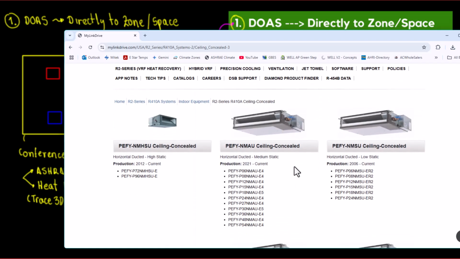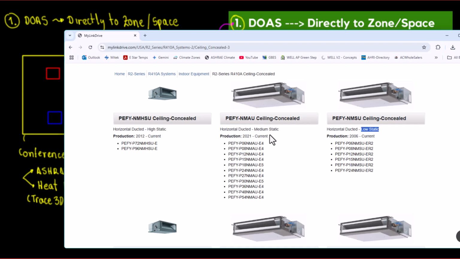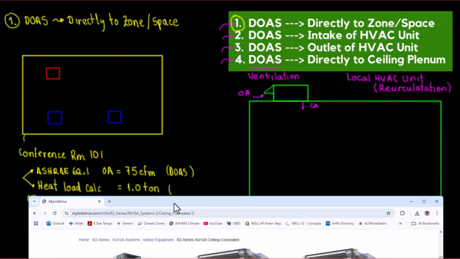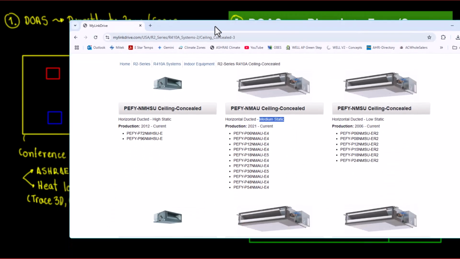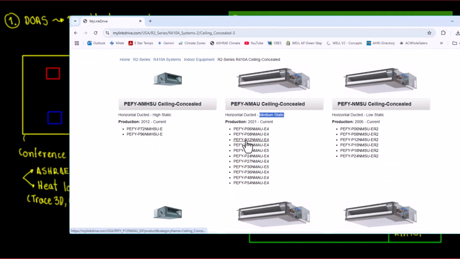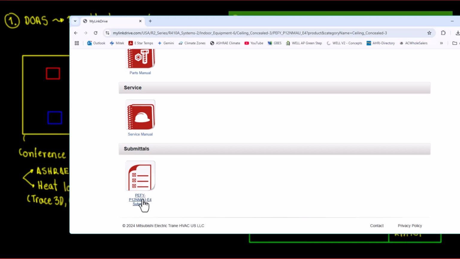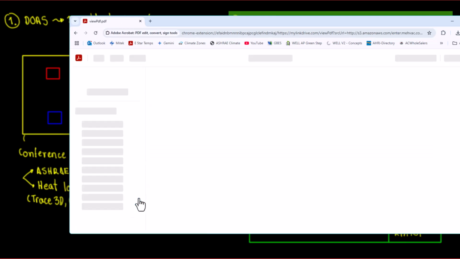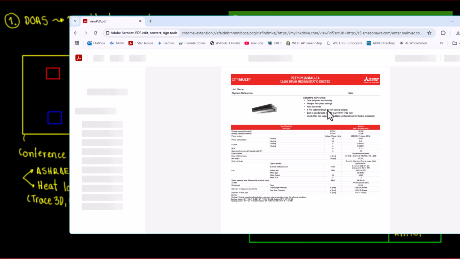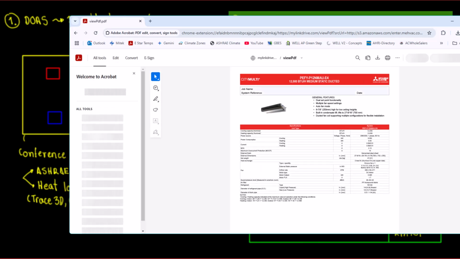And then for this, you have low static, medium static, and high static. We don't need high static. We don't have a lot of static pressure, so we can do a medium static. And since the heat load calculation says we need 1 ton, we're going to put in here P12. 12 is 1 ton. So click in there, and this allows you to get the information in here. For the submittals, we go to submittal right here. There we go.